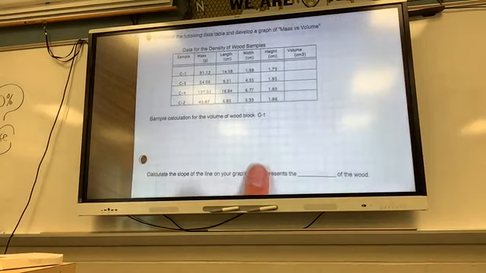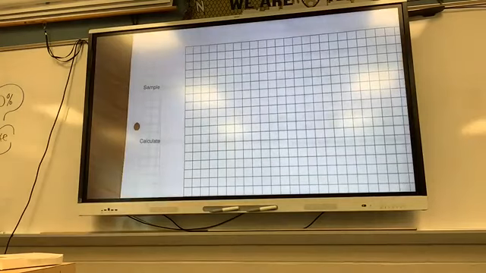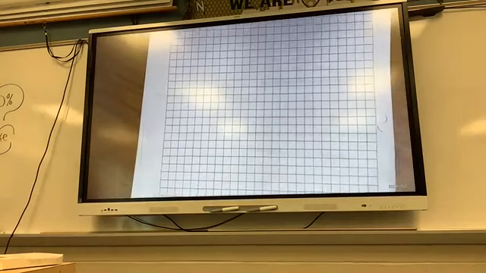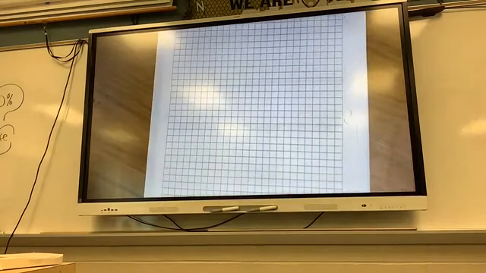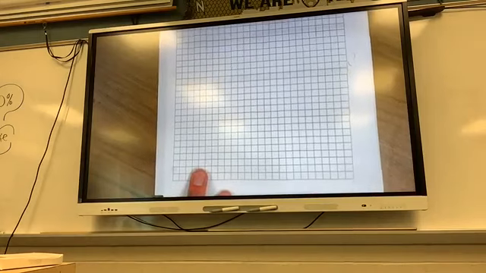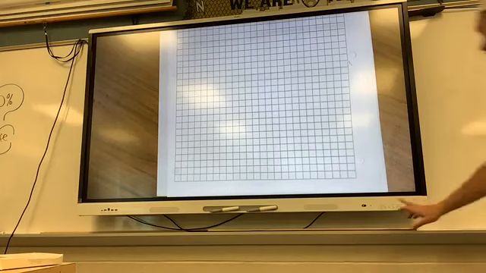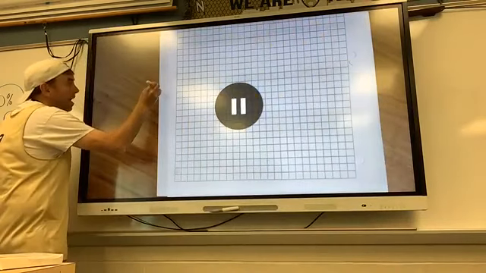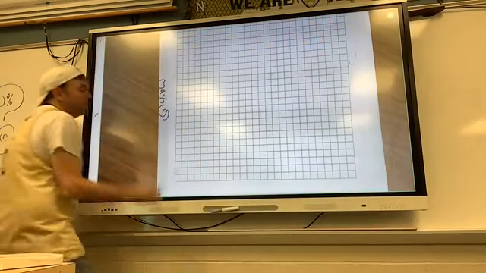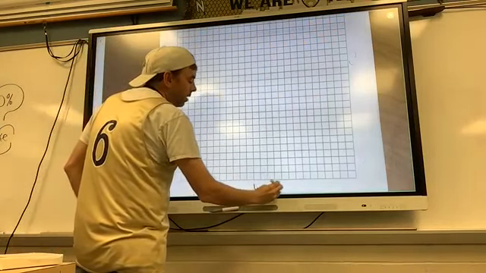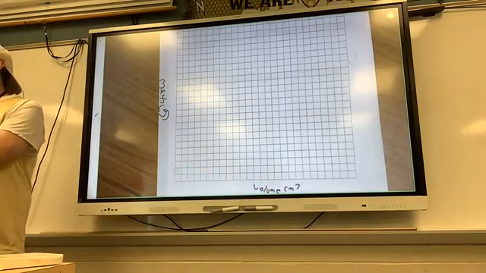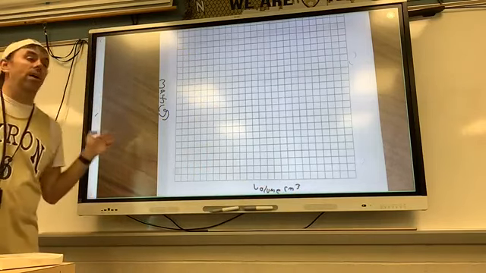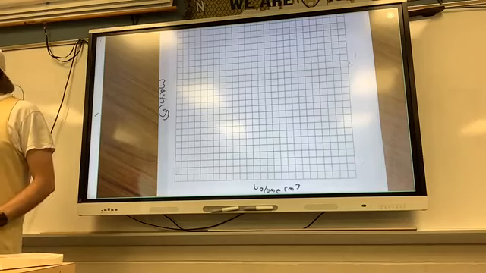And then on the back, I would like you to come up with a scale for your Y and your X. Let's talk about what goes on the Y and the X first. The Y-axis should be, well, you guys already know. What should it be? Mass. So you can label your Y-axis mass in grams. You can label your X-axis volume in centimeters cubed. So I just want you guys to solve your four volumes, do a sample calc, and then come up with a scale on this graph. Don't worry about graphing it. We'll do that in class tomorrow.